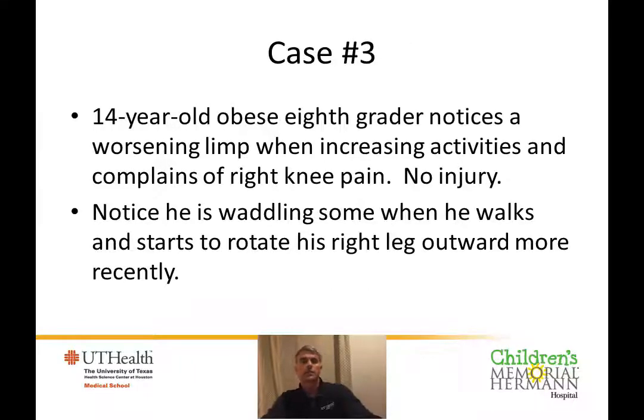All right, case number 3. A 14-year-old obese 8th grader notices a worsening limp when increasing activities and complains of right knee pain. No injury. Now, granted, I'm talking about hip problems in the young athlete, but this is one that can be a little tricky. So no injury. He has somewhat of a waddling gait when he walks and starts to rotate his leg outward more recently. Family notices, coach notices. They haven't really put it together because he complains of knee pain, but they notice that he's not walking the same.